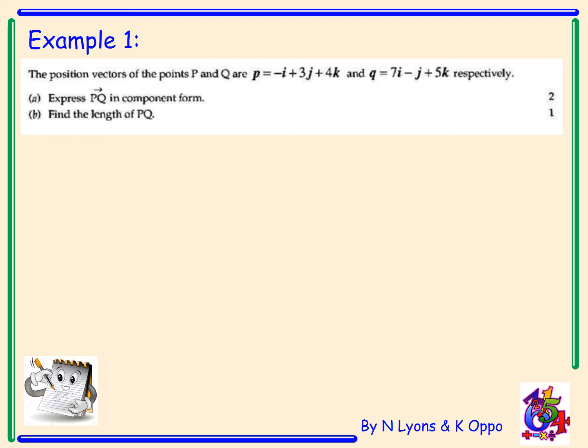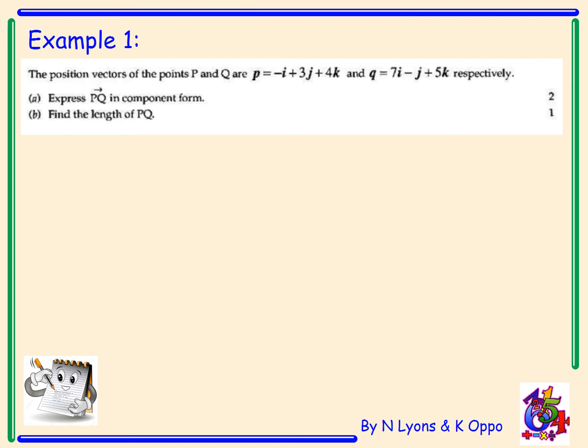Example 1. So the example says the position vectors of the points P and Q are given by P equals -i plus 3j plus 4k and Q equals 7i minus j plus 5k. So part A says express the vector PQ in component form. And then part B, find the length of the vector PQ. This is worth 3 marks. This is an old past paper question. So how do we get started?